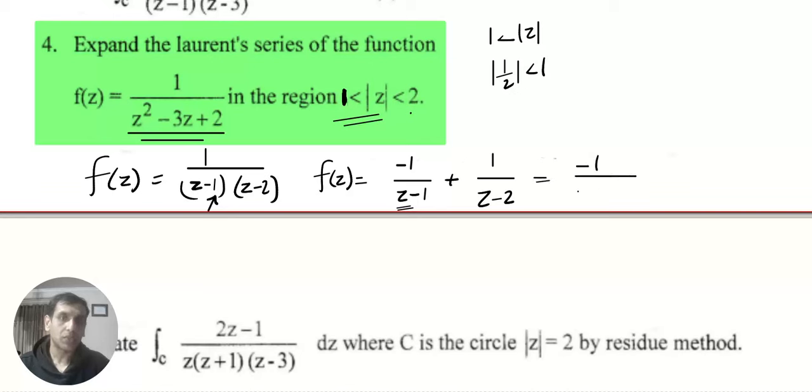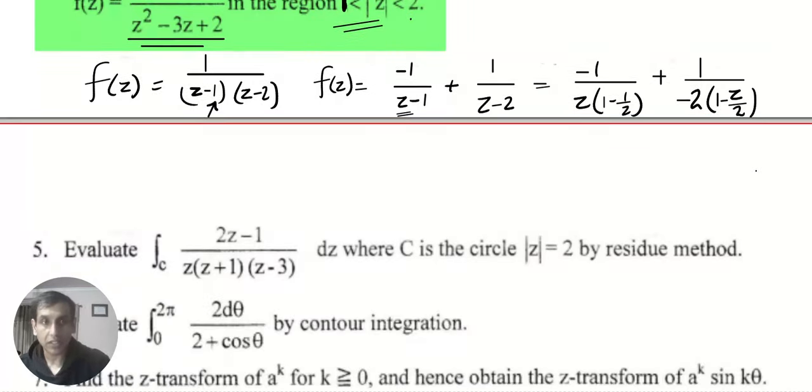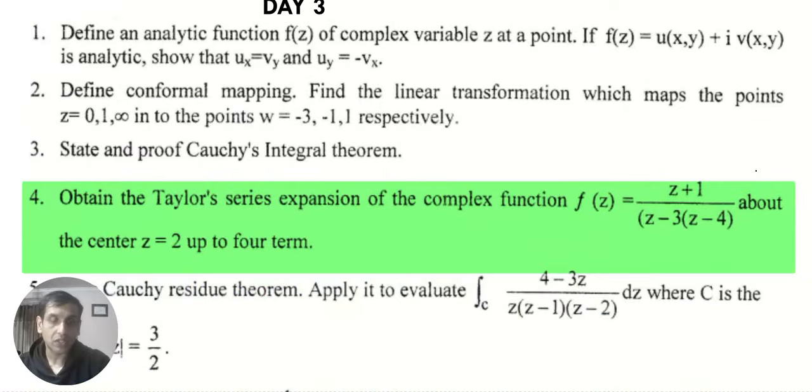So minus 1 by z into 1 minus 1 by z. And mod z is less than 2. So mod z by 2 will be less than 1. So 2 goes outside. Actually minus 2 is going to go outside. Minus 2 into 1 minus z by 2. And expand.